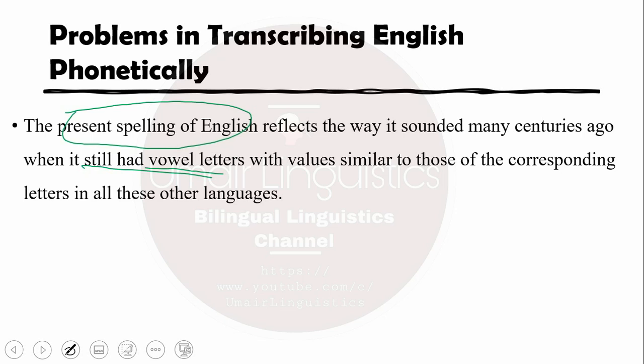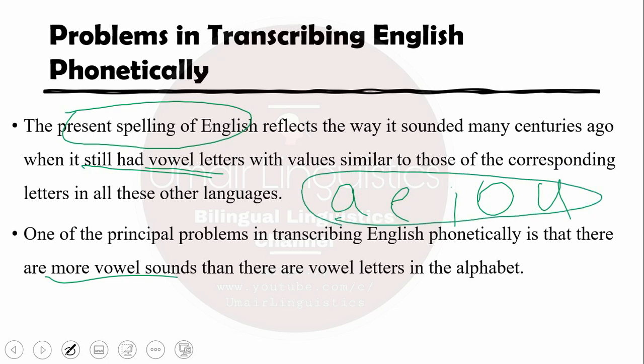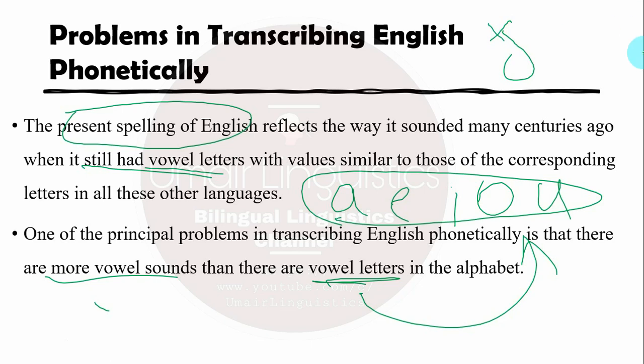There are a lot of sounds, but in English we have just five vowel letters, A, E, I, O, U, while the sounds are much more. So this is also one of the main problems. Similarly, as in the case of consonants, in Old English this symbol was used as a spelling as well, but now it is not used in the spelling. So these are some problems we have to face while transcribing English phonetically, because sometimes the same vowel sounds different in different words.